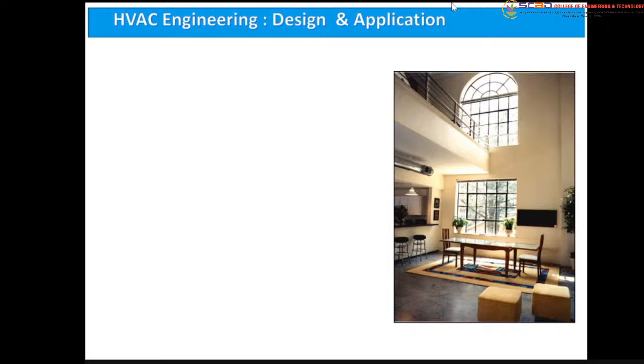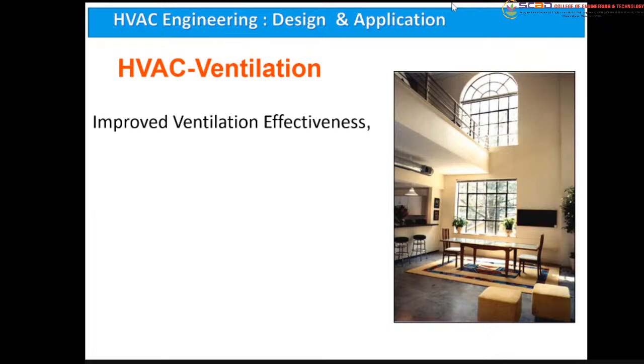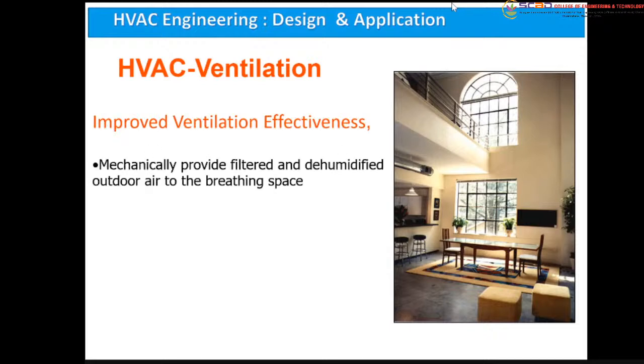Okay, you can see a good house. Whose house is this? It's a nice house, having good lighting, a good furniture arrangement, a good painting and everything. But there's no ventilation. So ventilation is the topic we are going to check. What do we need in ventilation? Improved ventilation effectiveness is mandatory to stay in a house. It should be natural, or mechanically provided with filtered and dehumidified outdoor air to the breathing space. You know why ventilation plays an important role.